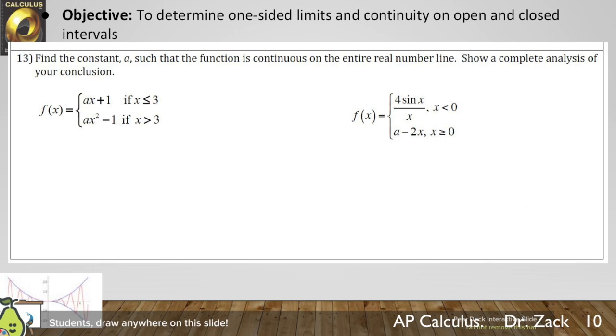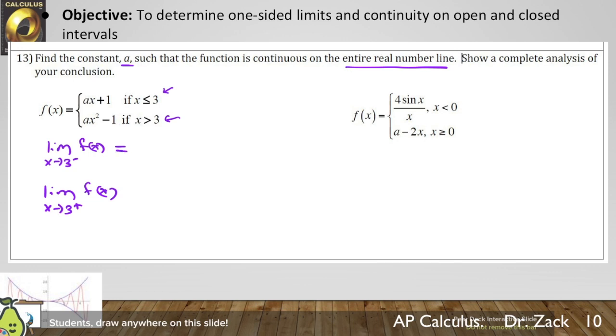Question number 13, let's look at that one together. So we have a constant a such that the function is continuous over the entire real number line. We want to show a complete analysis to figure out what that a needs to be. In order to do that, first recognize that 3 is where the piecewise function is going to connect. We're going to find the limit as x goes to 3 from the left of our function, then the limit as x goes to 3 from the right of our function.